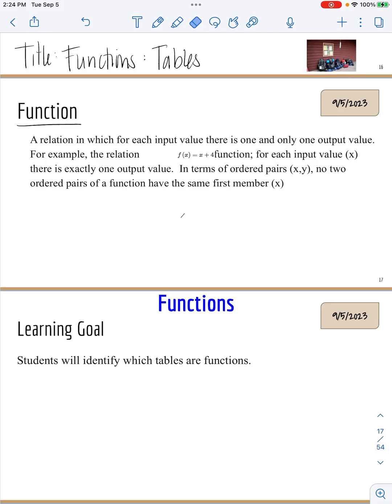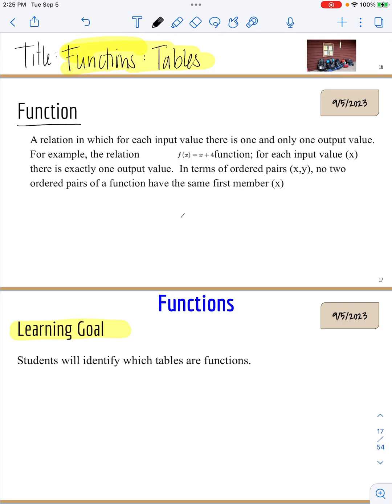We're gonna go ahead, functions from tables. So go ahead and title your notes. And then don't forget to write down the learning goal next. Students will identify which tables are functions.